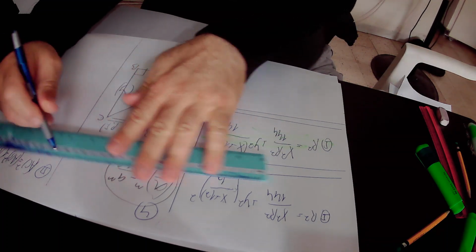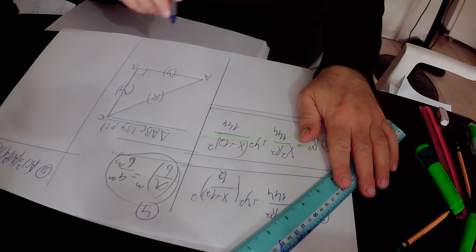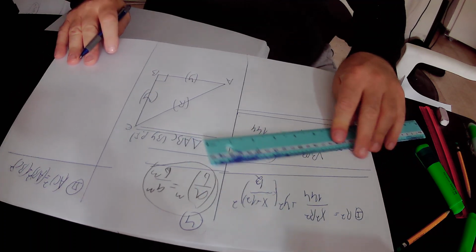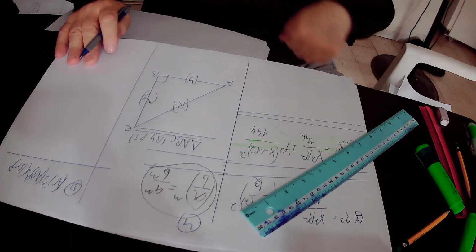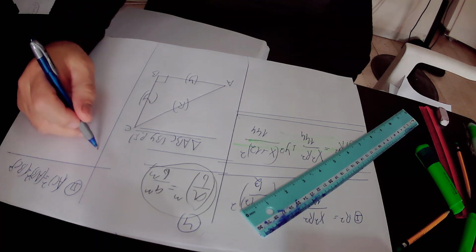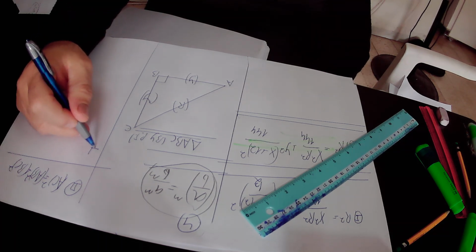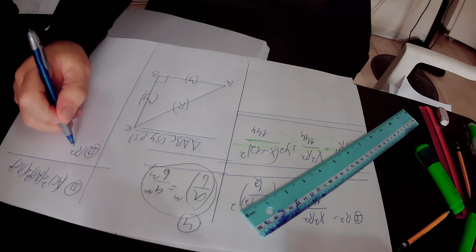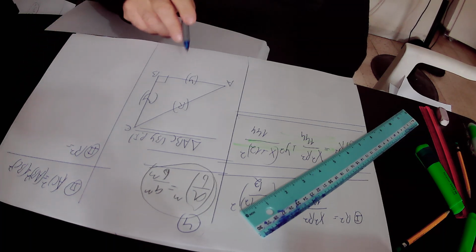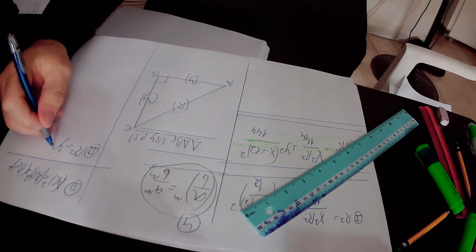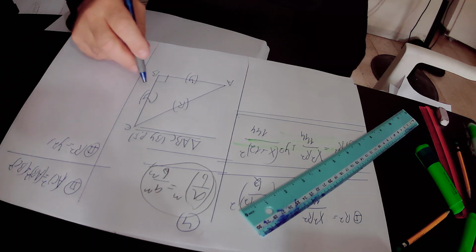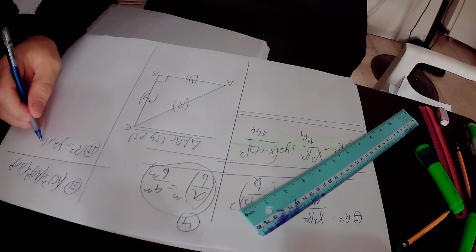Repeat again, the right triangle ABC, AC square equals AB square plus BC square. According to the Pythagoras theorem, AC is R, therefore AC square is R square, and it is equal to AB square. AB is y, therefore AB square is y square, plus BC square. BC is also y, therefore BC square is y square.